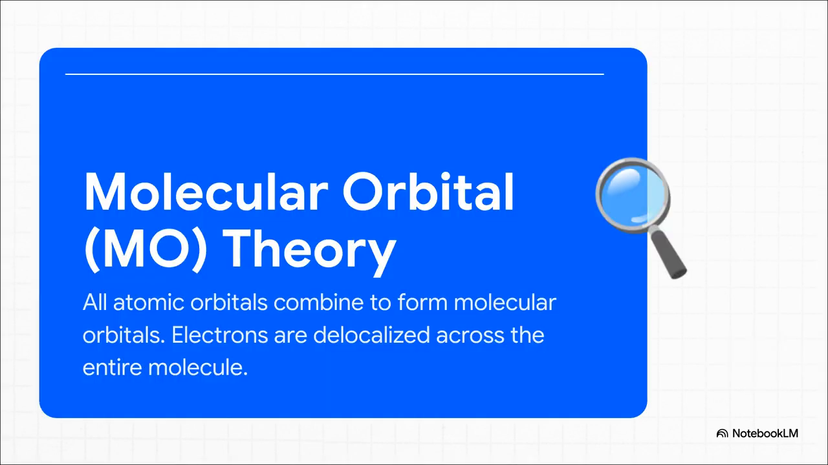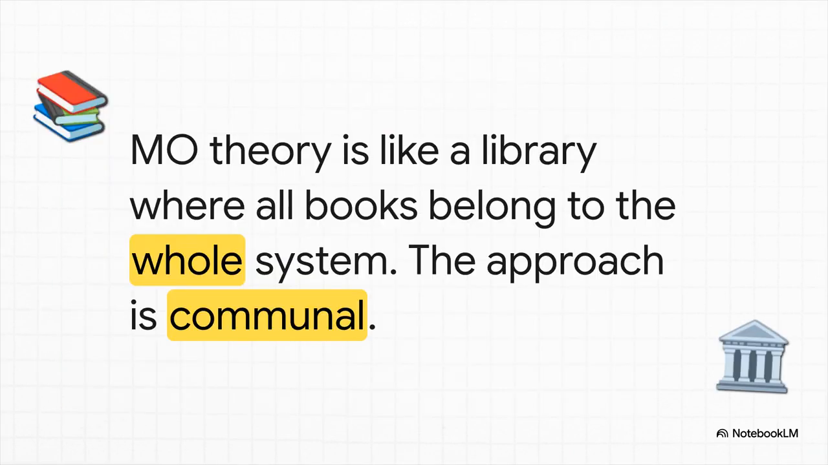Okay, so now let's look at the other tool, molecular orbital theory, or MO theory. This one takes a totally different approach. It's much more of a big picture kind of theory. It says that when atoms come together to form a molecule, all of their atomic orbitals merge and recombine to create a brand new set of orbitals that belong to the entire molecule. So the electrons aren't stuck between just two atoms, they are delocalized. They're free to roam.